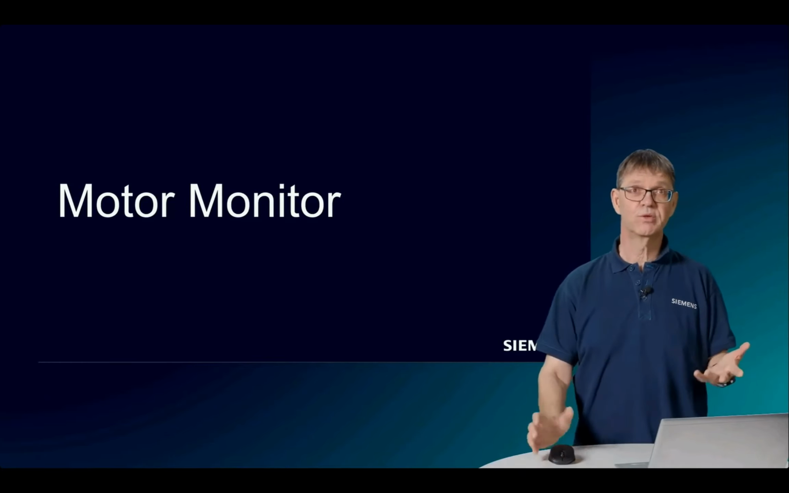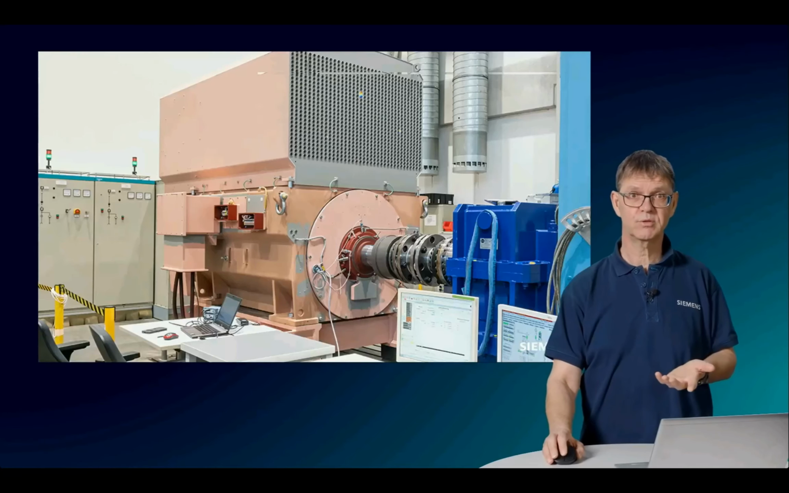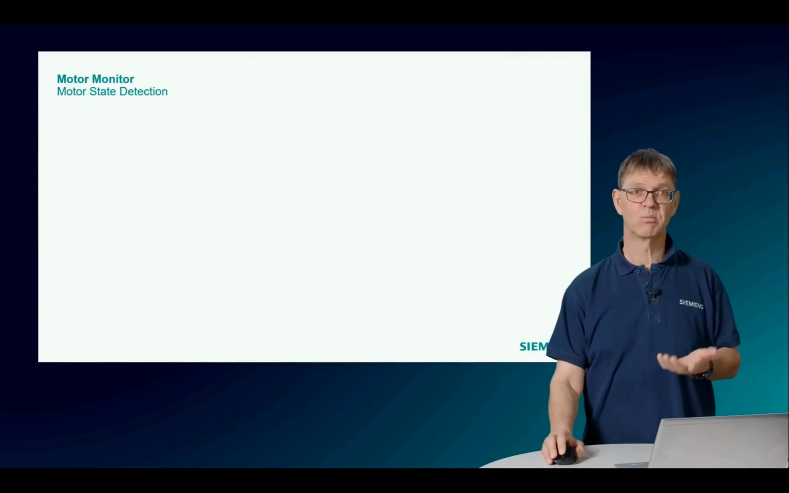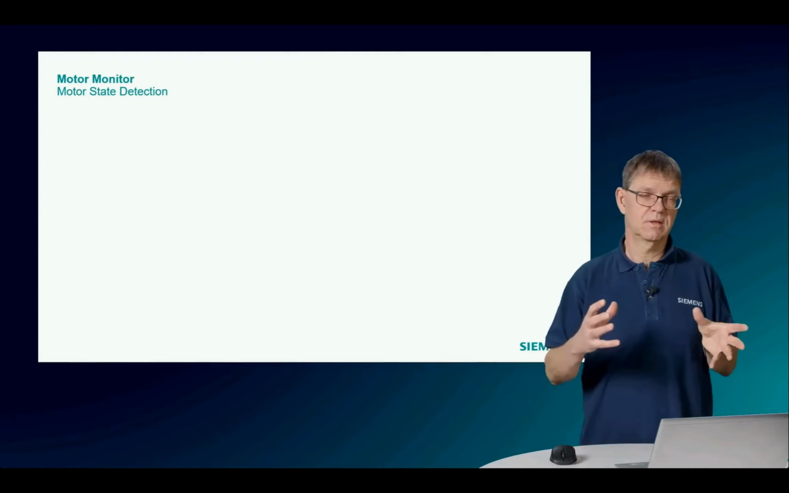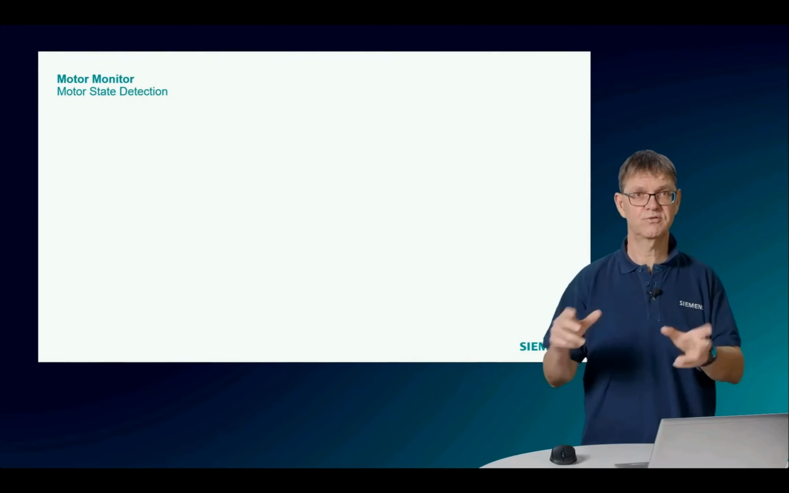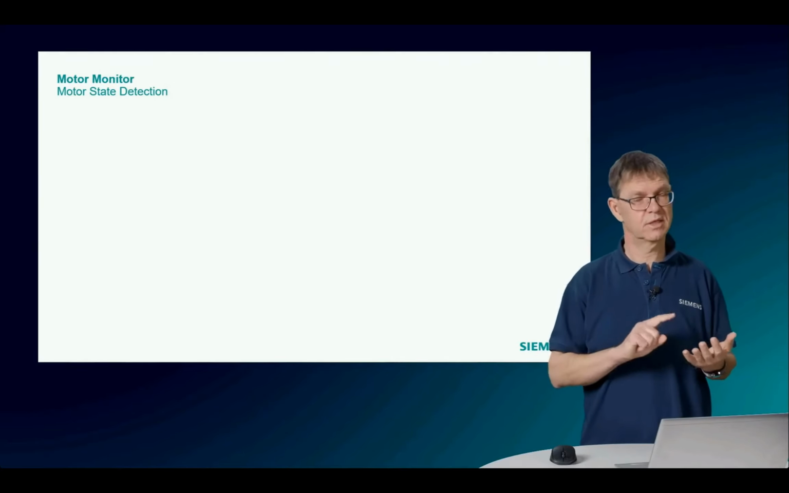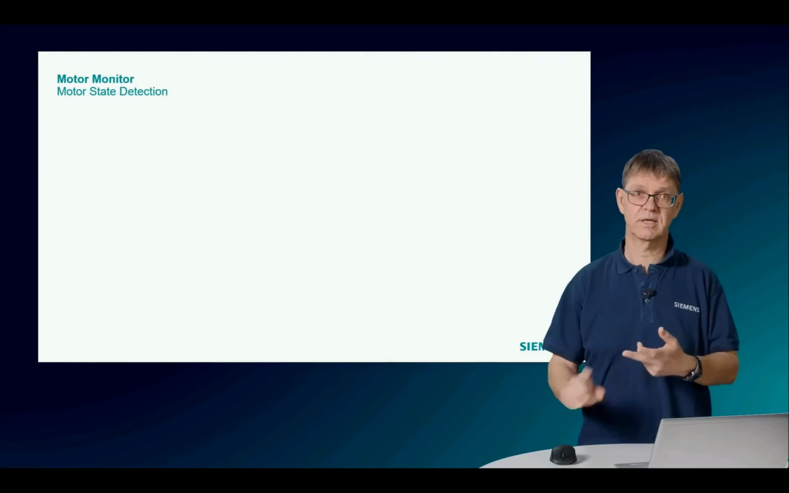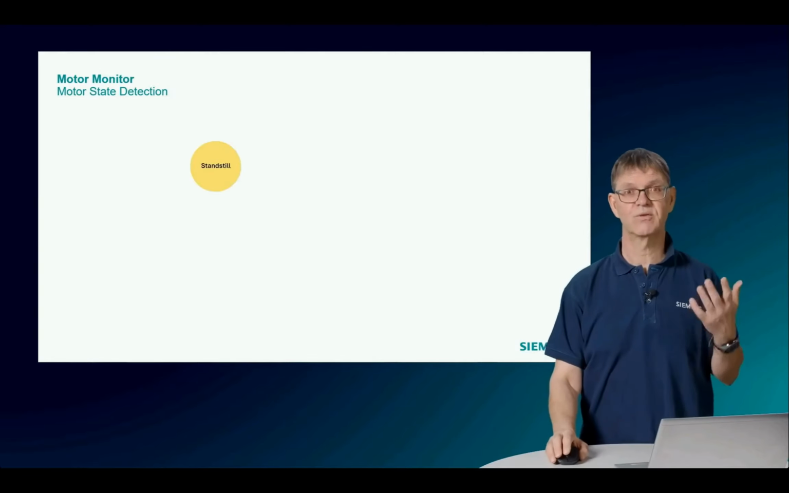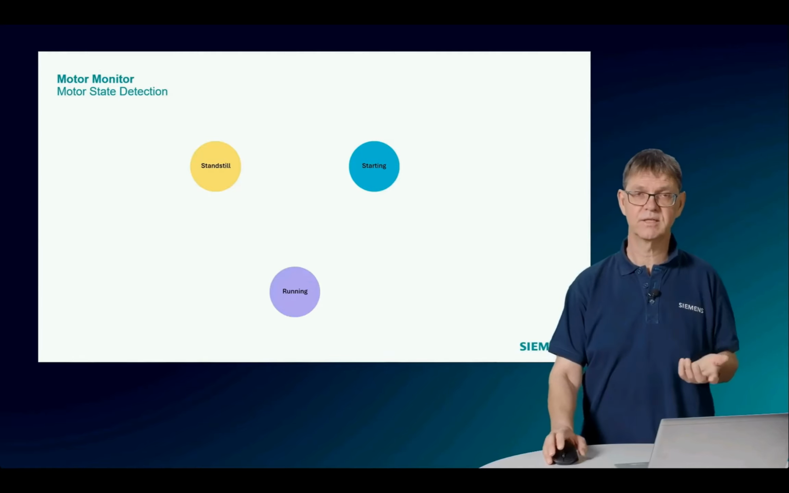Before we go to the rotor overload protection, let's have a look at the motor monitor. For the motor monitor, what is behind is a state detection of the motor. That means in each phase of the motor we know in the relay, is the motor at standstill, running, or starting up. These are the states. So we have a standstill state, we have a starting state, and we have a running state.